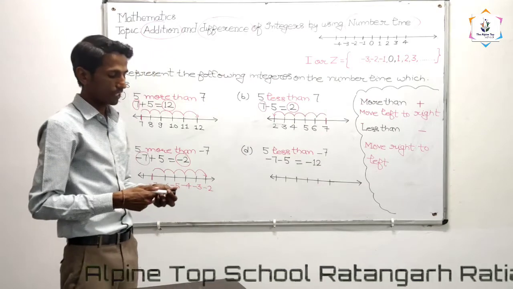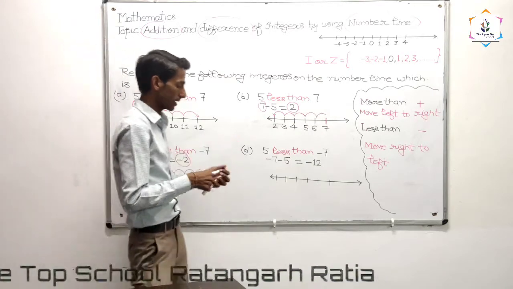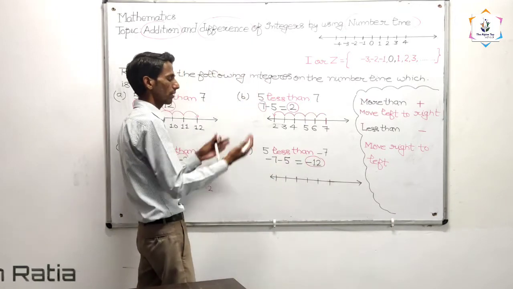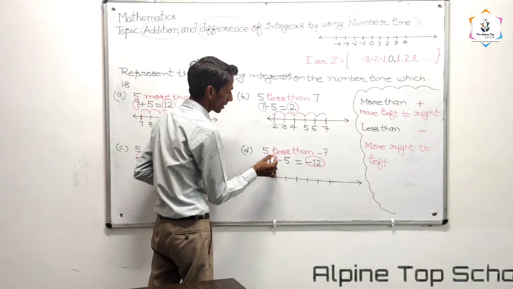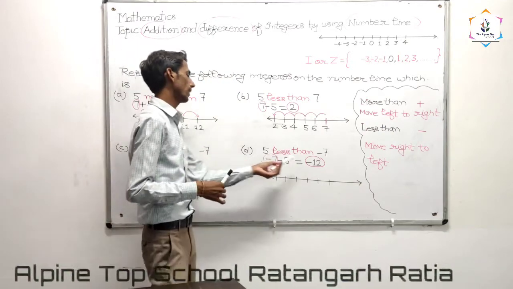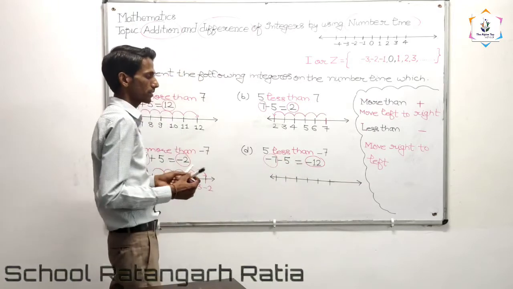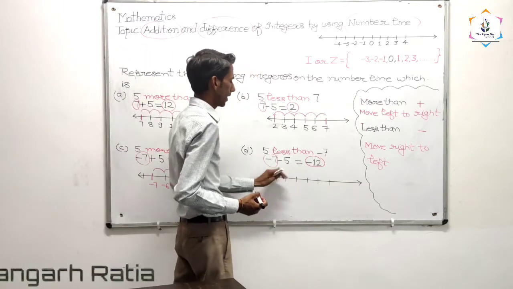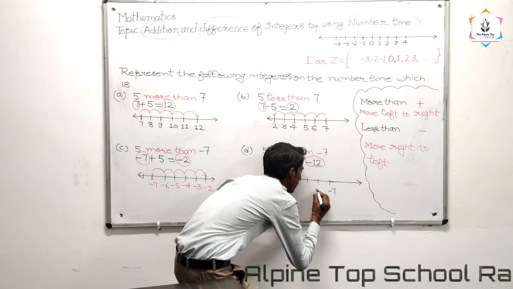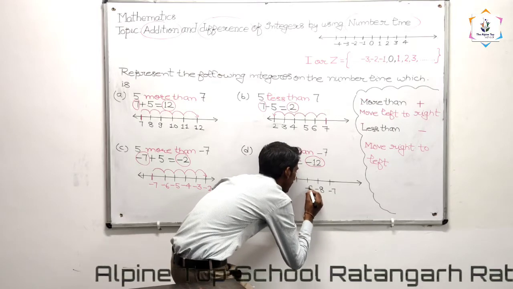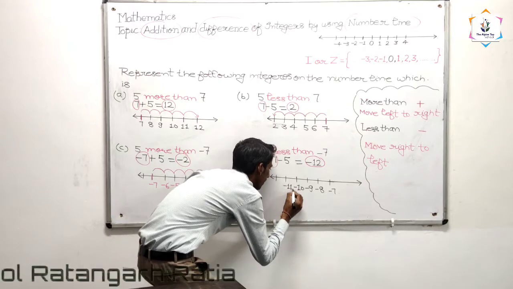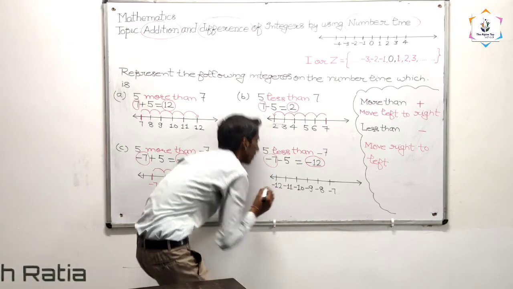Okay students, now what do we have to do? According to this strategy, the result is minus 12, where we have to reach, and we have already got this answer, and the starting point is minus 7. Minus 7 to minus 12. Obviously we know negative numbers always move on the left-hand side. That's why we have to start minus 7 from here, like this: minus 7, minus 8, minus 9, minus 10, minus 11, minus 12.